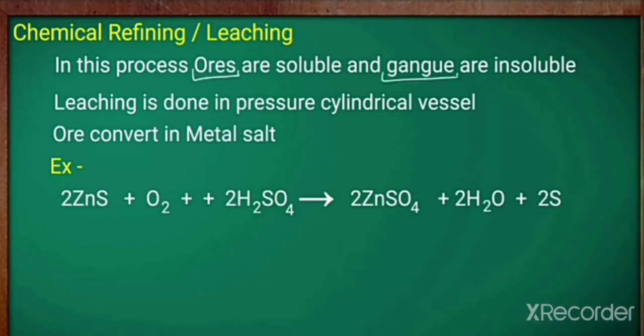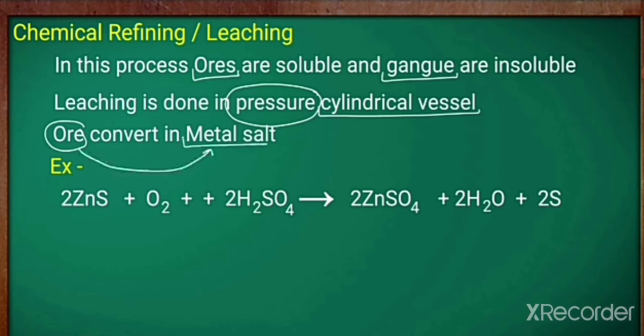Chemical refining or leaching. In this process, ores are soluble and gangues are insoluble. Leaching is done in a cylindrical vessel, converting the ore into metal salt. For example, zinc sulfide reacts with oxygen. Two molecules of it react with two molecules of H2SO4. There is a formation of two molecules of zinc sulfate, water, and sulfur.